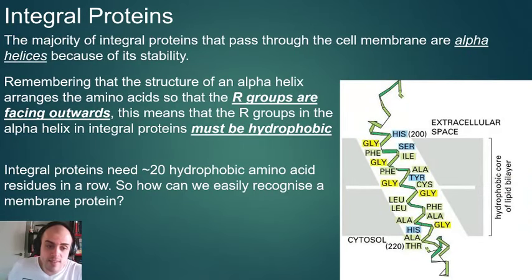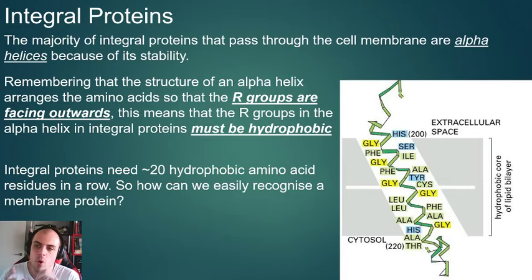Okay, now we're taking a bit of a trip to the past here. We're going all the way back to, I think it was week 3 or week 4, when we were first learning about these alpha helical structures. The important thing here, and the reason why it is an alpha helical structure for these integral proteins, is that they are really, really stable.